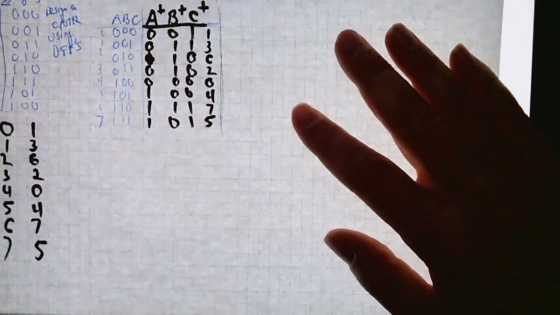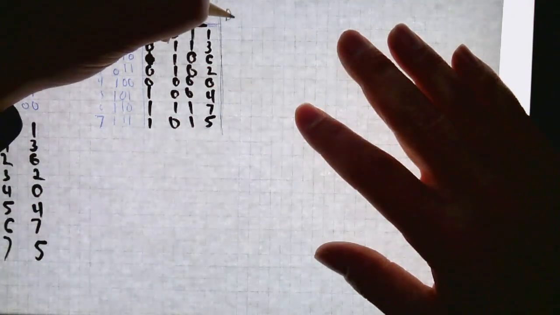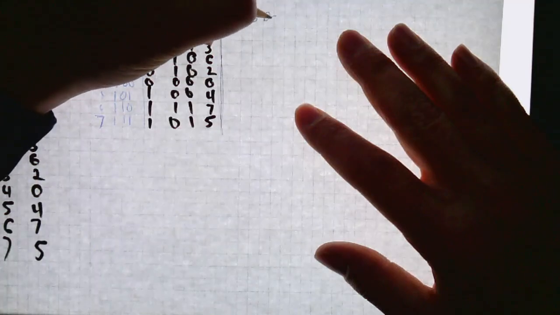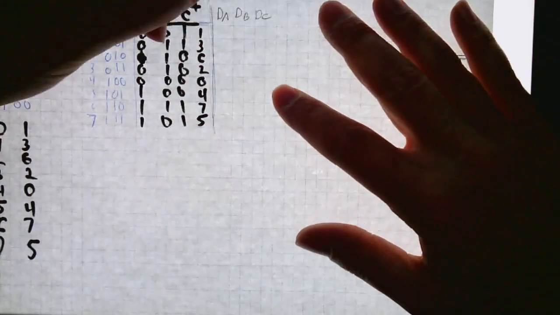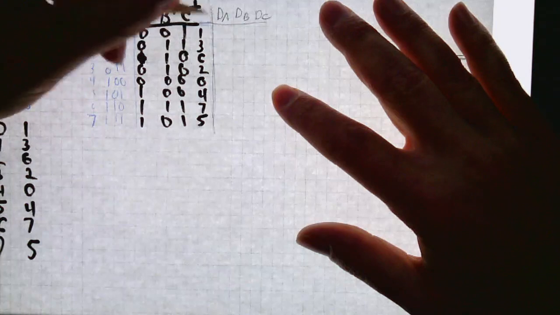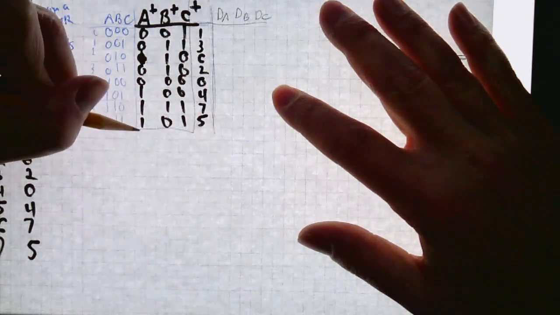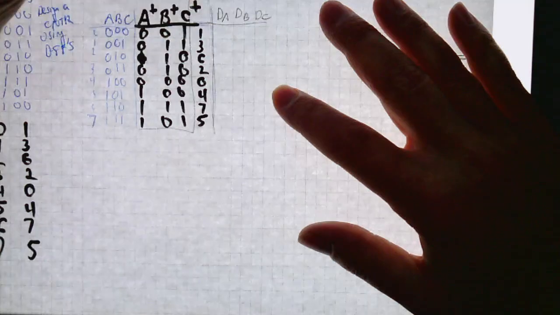So now I'm supposed to do this with D flip-flops. So D sub A, D sub B, and D sub C. And now, one thing I know about D flip-flops is if you want this to be the output, that's what the input should look like.